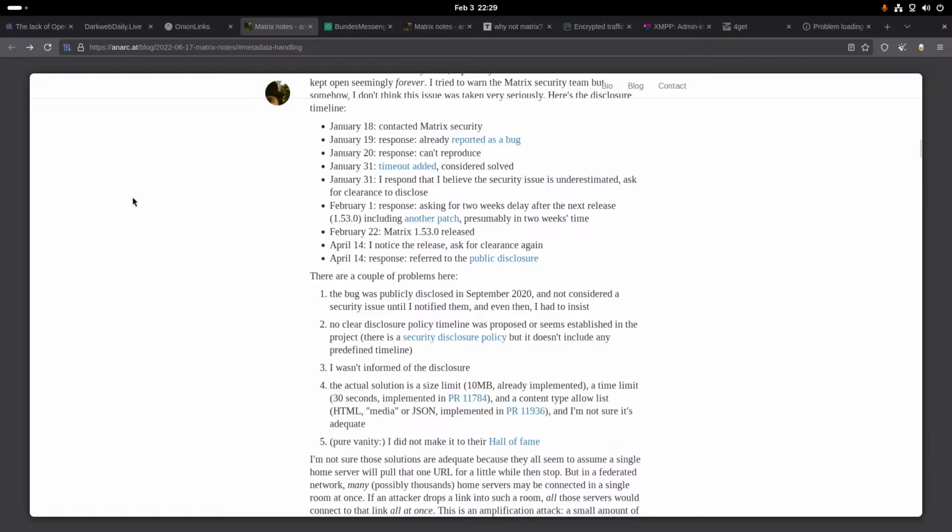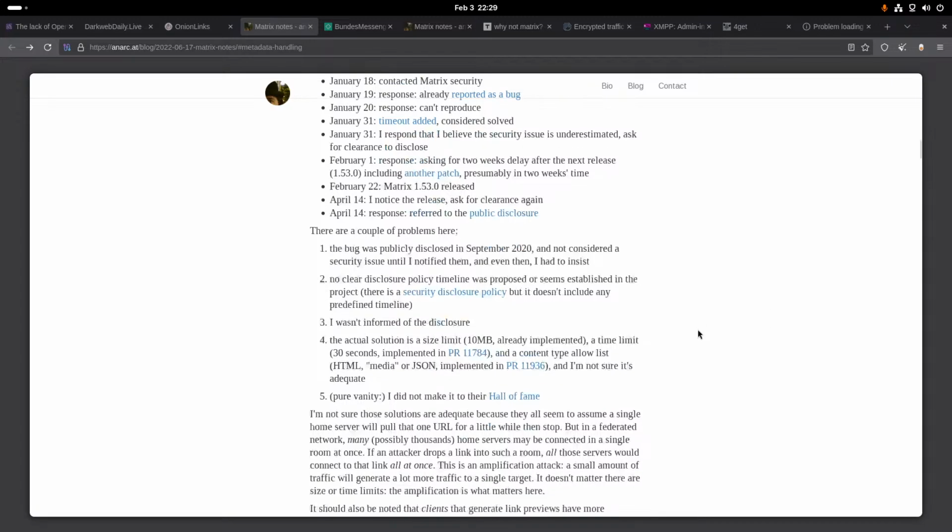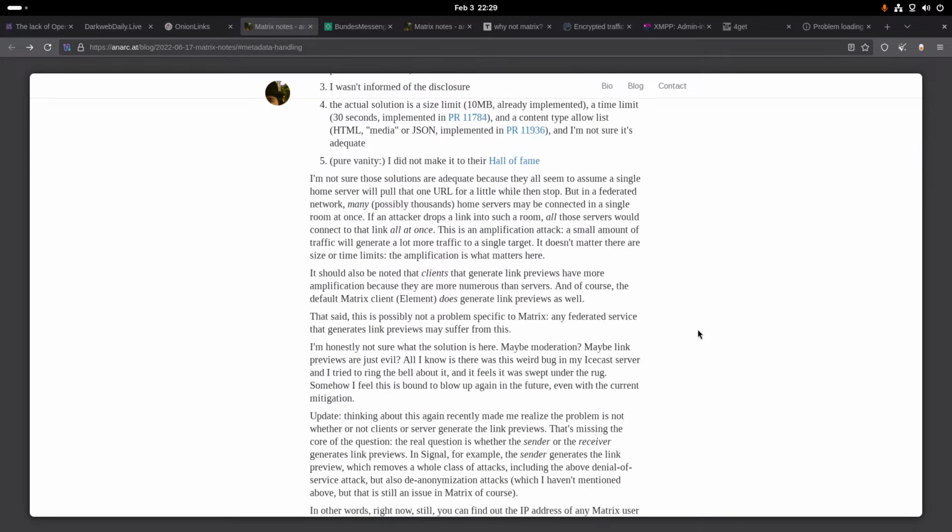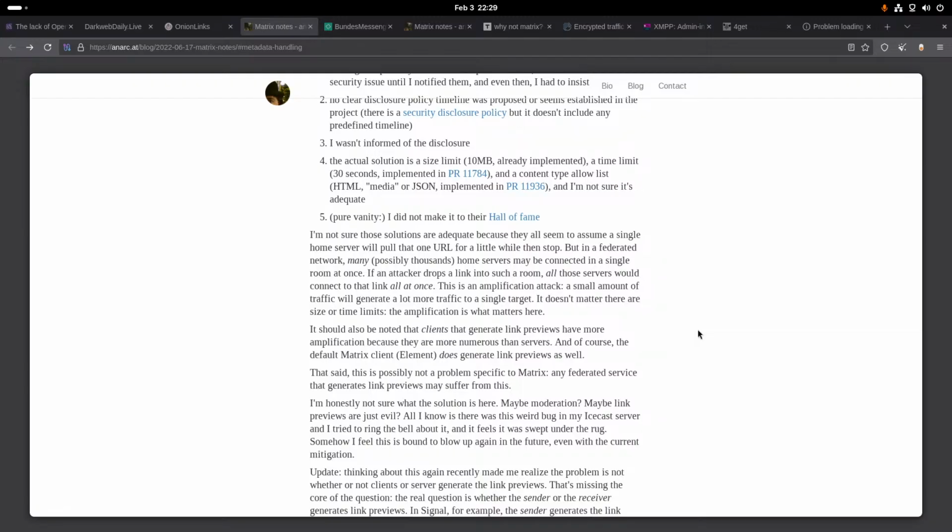The bug was publicly disclosed in December 2020 and not considered a security issue, and so on. I wasn't informed of the disclosure. The actual solution is a size limit, 10 megabytes, already implemented. A time limit, 30 seconds, implemented in PR 11784, and a content-type allow list for HTML, media, or JSON, implemented in PR 11936.